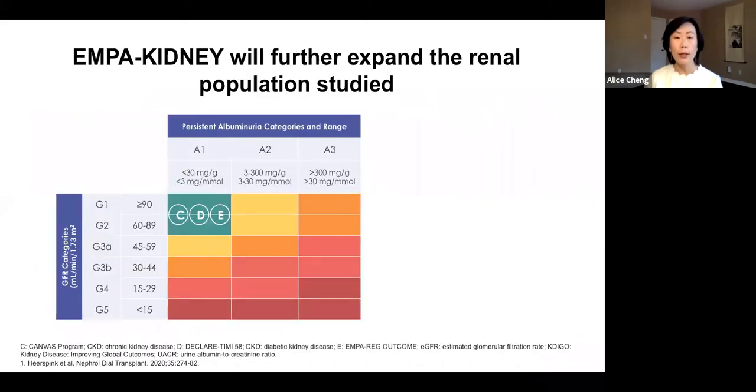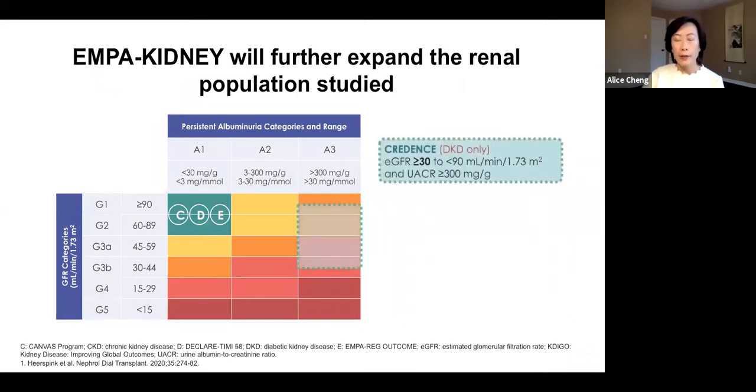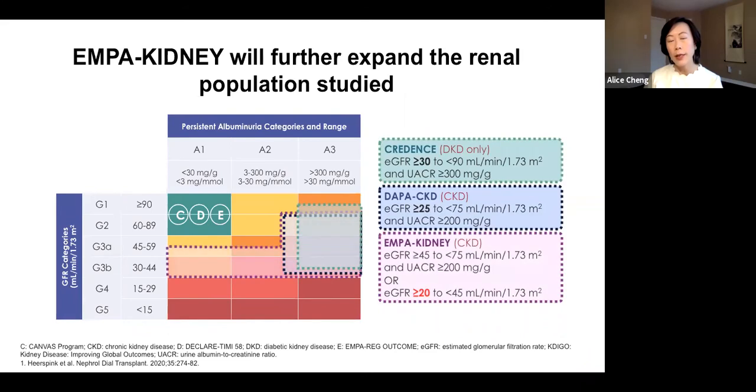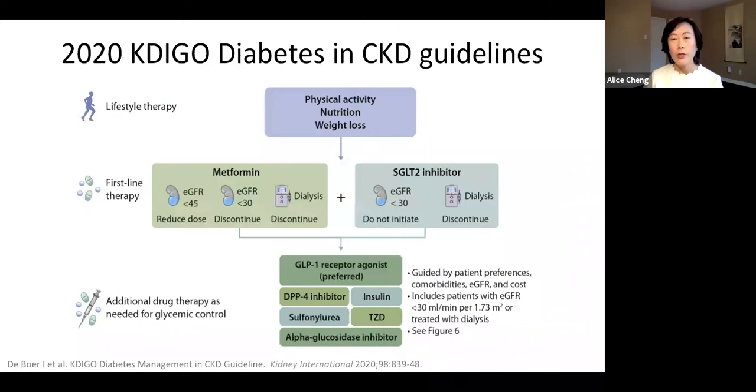So if we put that into context, this is where the traditional cardiovascular outcome trials have borne out. And then this whole thing needs to be shifted down a little bit. CREDENCE was looking at this population, DAPA-CKD this one, and then with EMPA-KIDNEY, you're going to see an even further expanded one. So all this information has updated guidelines, of course.